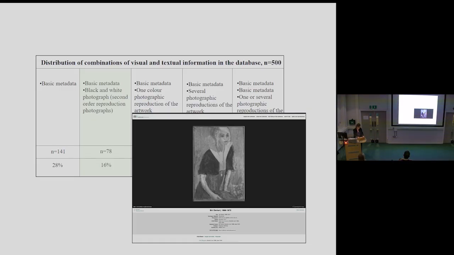And the type of motifs or artists found in this category have much in common with the most basic entries, without images. Portrait and landscape paintings were overrepresented, and particularly landscape paintings from the 19th century.